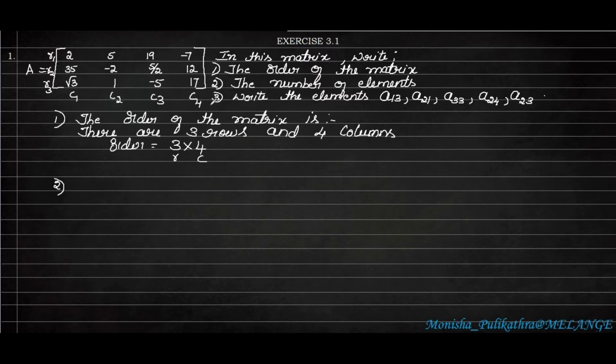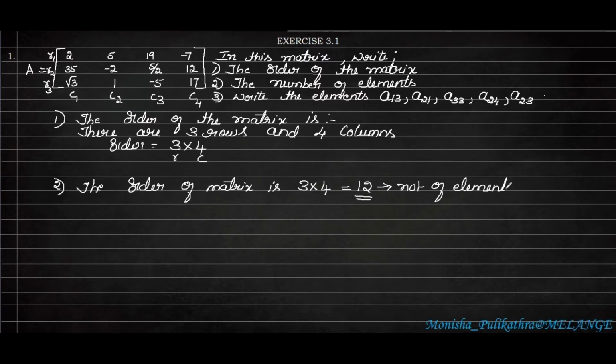Moving on to the second sub question, the number of elements. How many elements are there? Since the order of the matrix is 3 into 4, when we multiply it, 3 into 4 is equal to 12. So 12 is the number of elements. Just count it: 3, 6, 9 and 12.